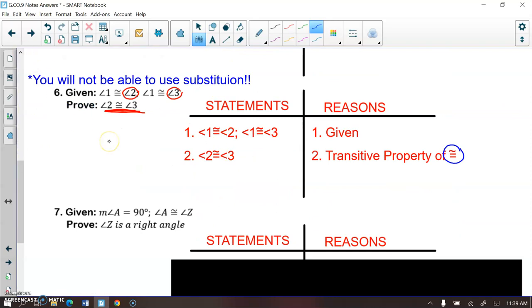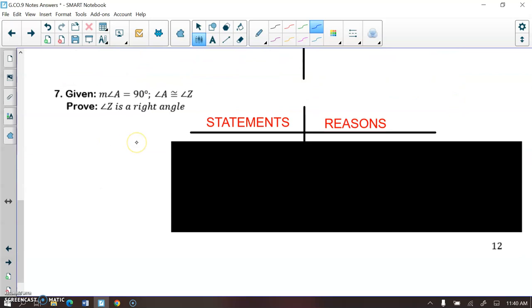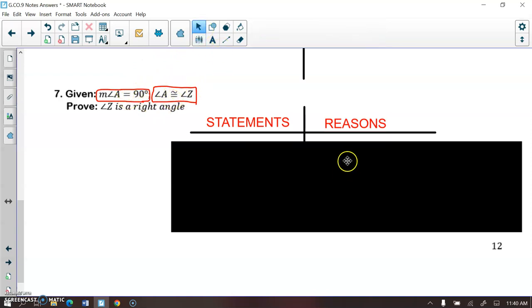Okay. Now, number 7. It's going to be a little bit longer of a proof. In our given, we have an equation, an equal sign, and a congruent symbol. We cannot interchange equal signs and congruent symbols. So I cannot take this 90 and substitute it in for angle A, because this one has an equal sign and this one has a congruent symbol. So that's not allowed.